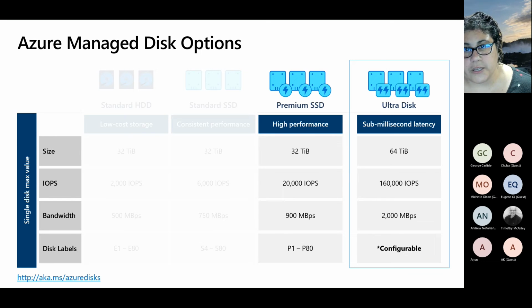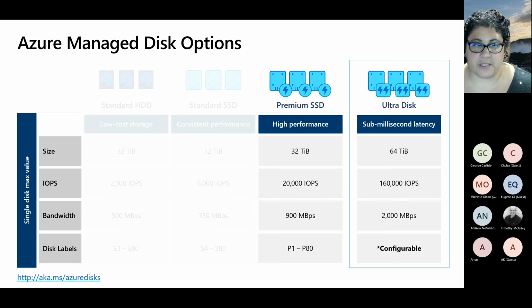Premium SSD is the best choice for SQL Server. It's got good performance. It's not the fastest disk. UltraDisk is the fastest disk. If you need sub-millisecond latency, UltraDisk is great for that. However, it's incredibly, incredibly expensive. So most customers don't opt for UltraDisk. The nice thing about UltraDisk is you can configure capacity and IOPS and throughput separately. Whereas with premium SSD, you have to choose which kind of disk you want, and that comes with a fixed number of IOPS and a fixed amount of throughput. So UltraDisk gives you a little more flexibility for configuration, but like I said, it's just super expensive.